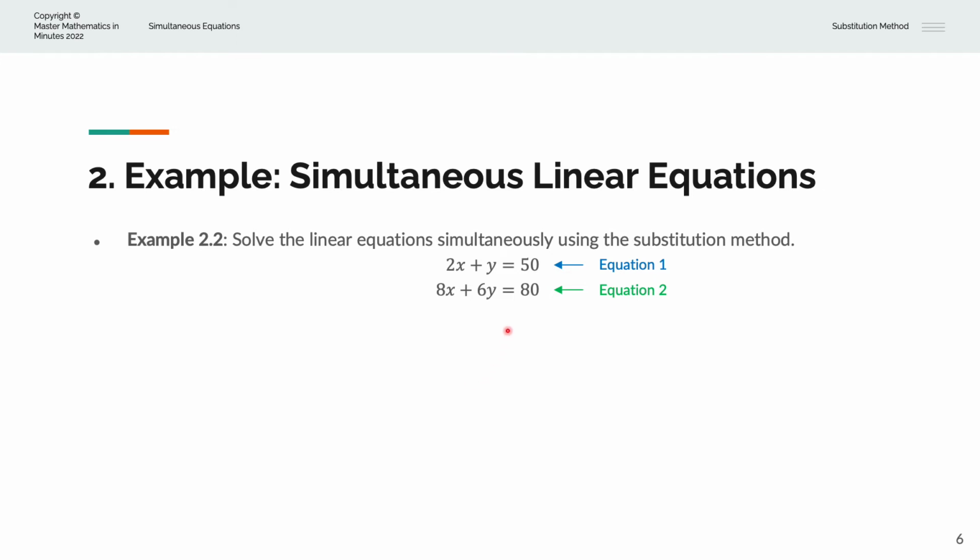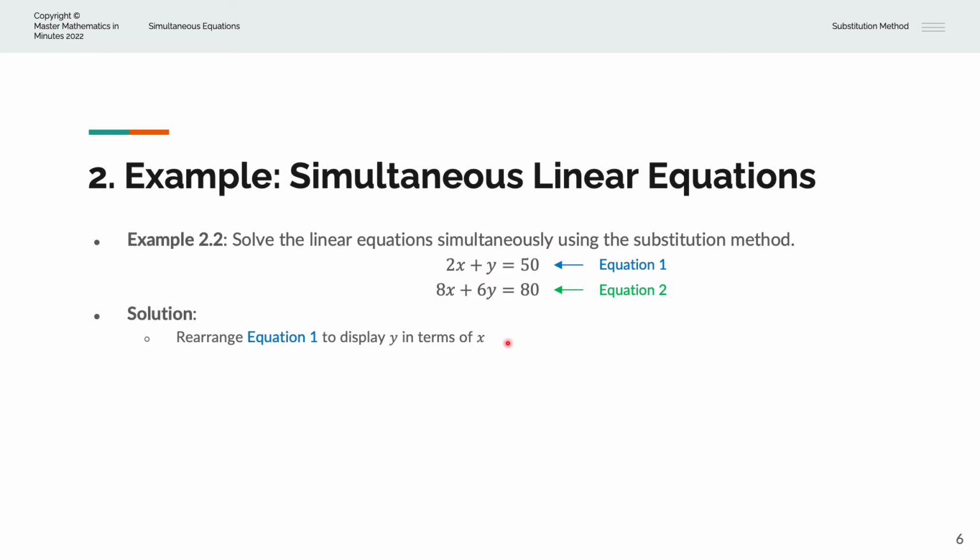So again, by inspecting the equations, we can see that the first equation is a lot easier to work with, because we could write y in terms of x very easily. Equation 2 is a lot harder to work with because we have 8 times x and 6 times y. And so we'll need to divide either by 8 or 6 at some point to write y in terms of x or x in terms of y. So we'll pick the first equation to work with.